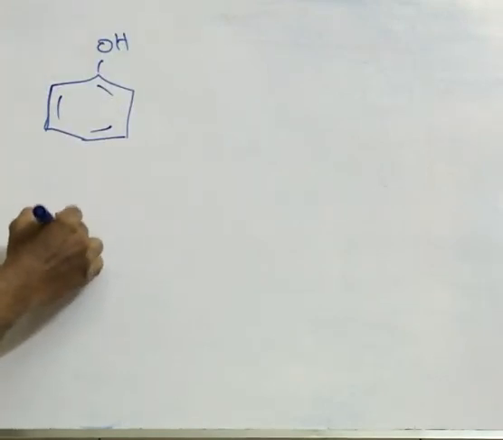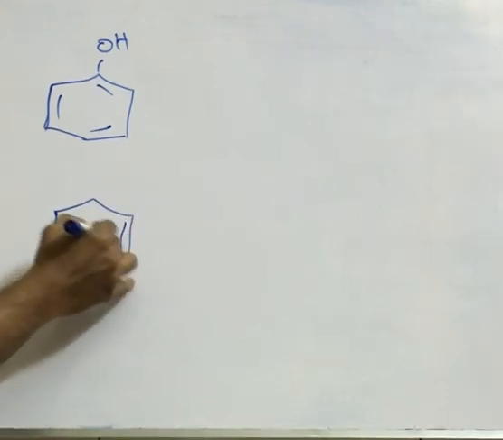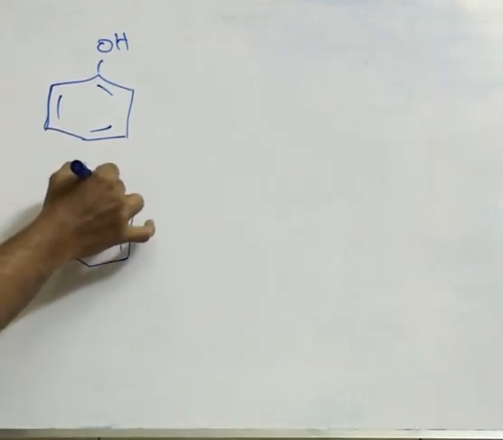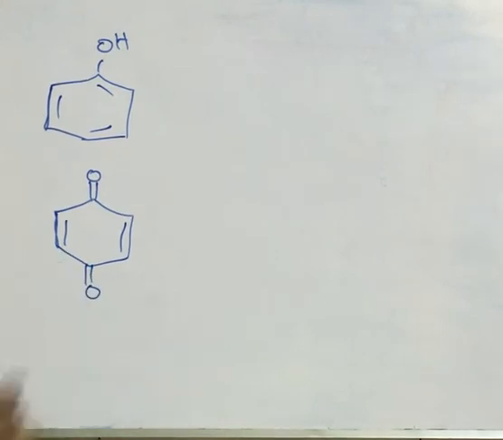You may know the benzoquinone. Phenol. So this is the reaction where you need to get the phenol oxidized. The phenol, if it is oxidized at para positions, then you will get benzoquinone. So you need to have an oxidizing agent.